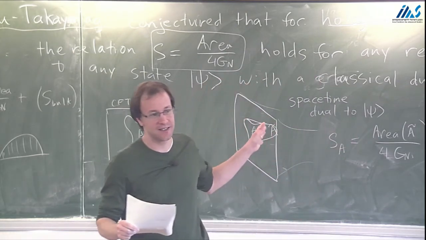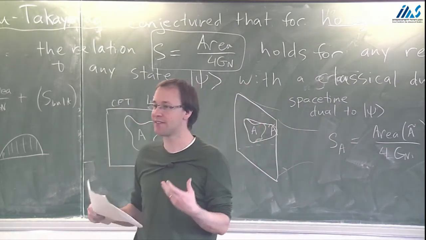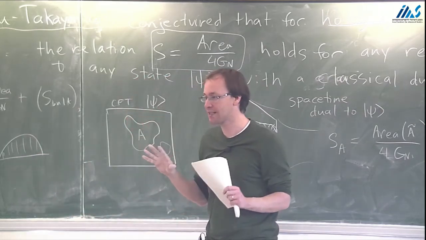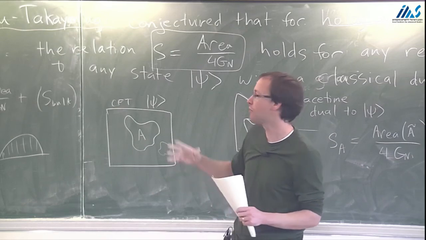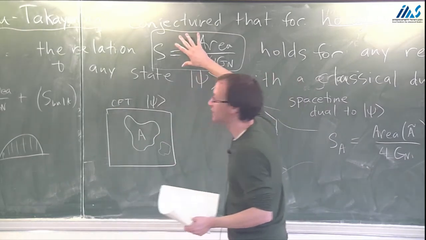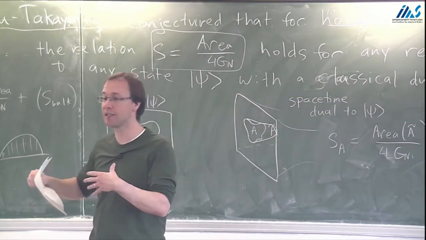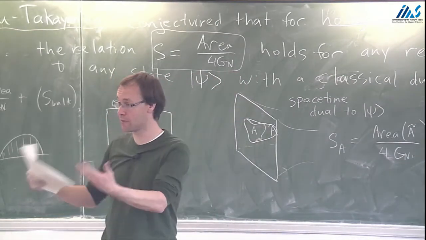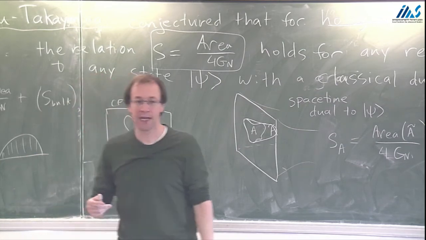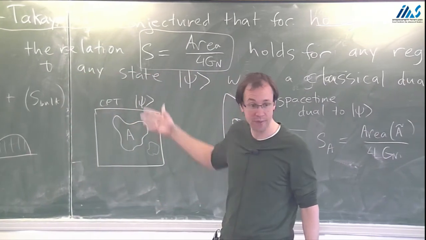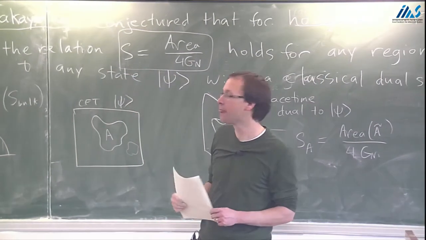I mentioned subadditivity. There's also this strong subadditivity property that we'll get to in the future. There are a bunch of general properties that have to be satisfied by entanglement entropies, and one can check whether calculating entanglement entropies based on this formula satisfies these properties for geometries. There are various checks like this that have been passed by this formula.